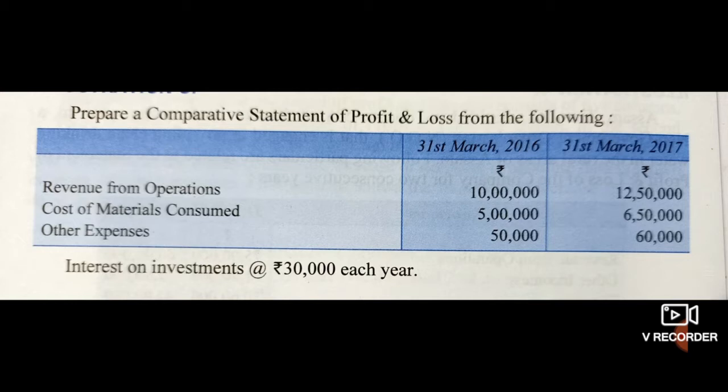Interest on investment at rupees 30,000 each year. This is the interest received on invested amount, that is investments, rupees 30,000 each year. So this is the point of interest on investment which will come under other incomes. Understood? So from the given information, now we will prepare comparative statement of profit and loss for the year ended 31st March 2016 and 2017. So let's start now.